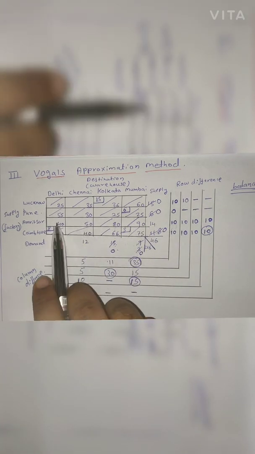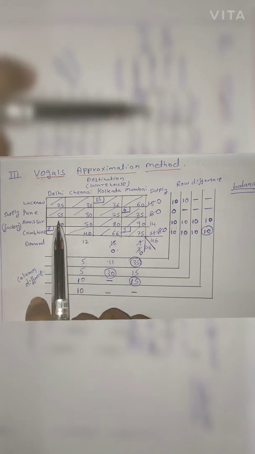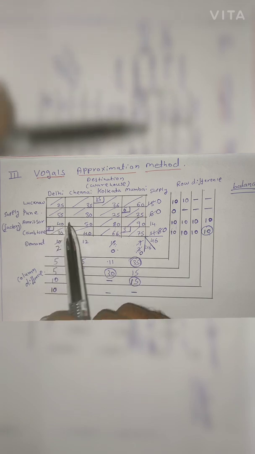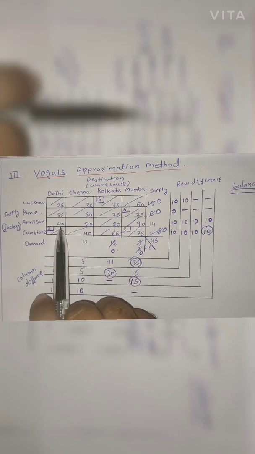Now there are only two values left, so we should consider only the lowest value. When there are only two values left, we should consider the lowest value. Now the lower between 40 and 50 is 40. So at 40, we'll put a box.